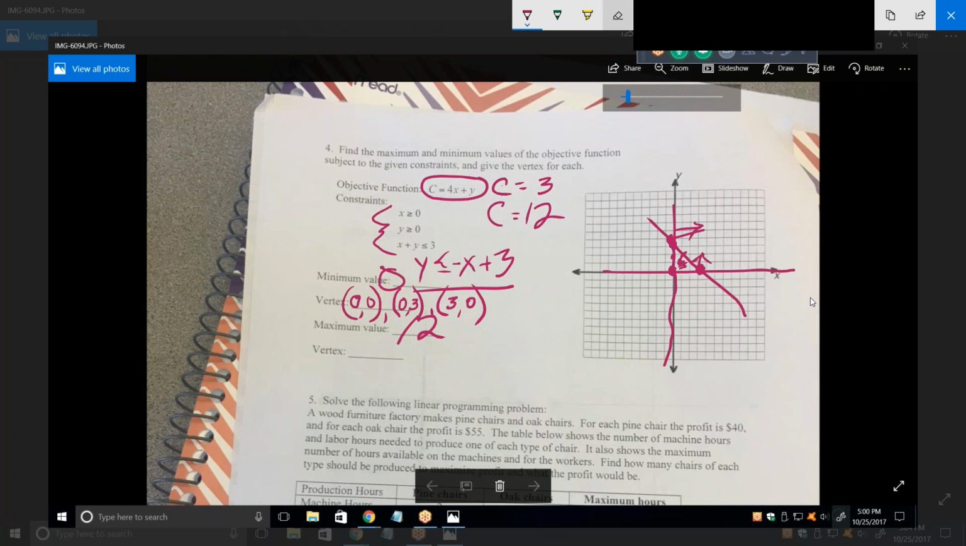Oh, I see what's happening here. I didn't read the problem quite right. They want the vertex of the minimum. Well, the vertex of the minimum came at 0, 0. And they want the vertex of the maximum. That's where the maximum came from. When I plug in 3 for x, I get a value of 12. So that would be at 3, 0. And that answers that whole problem. Okay.